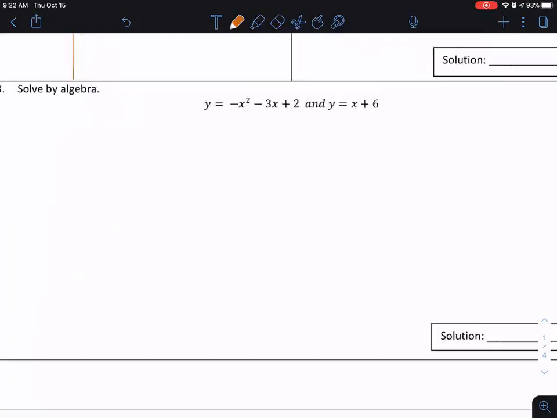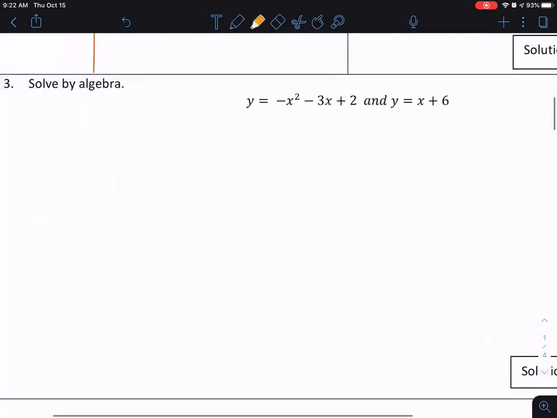Okay, sure. Number 3, I want you to solve by algebra. Algebra is the only way that will always work. Graphing only works sometimes, remember, as we said in the notes. You must, what do you do since they both equal y? What do we do? Almost, we'll set it equal to 0, the second step.